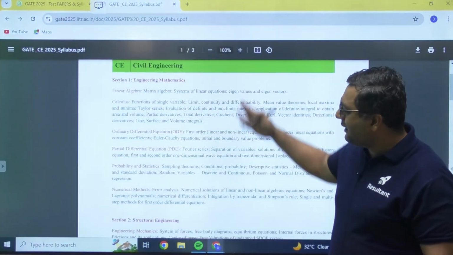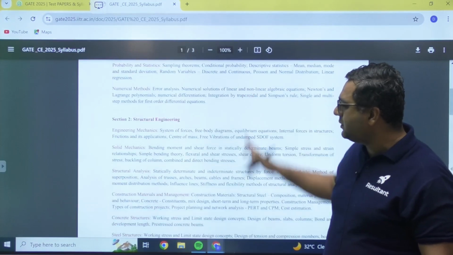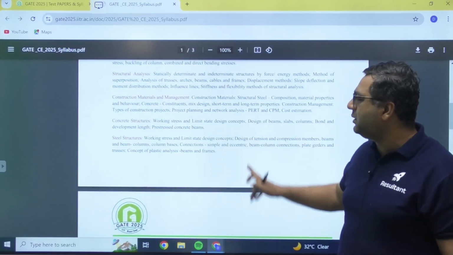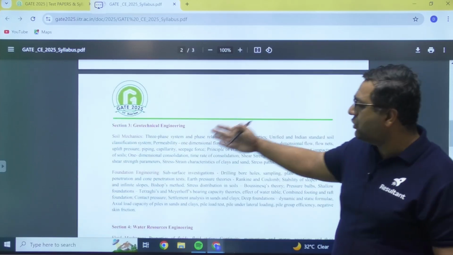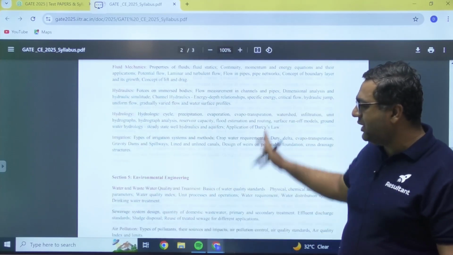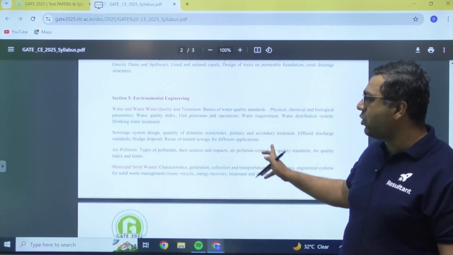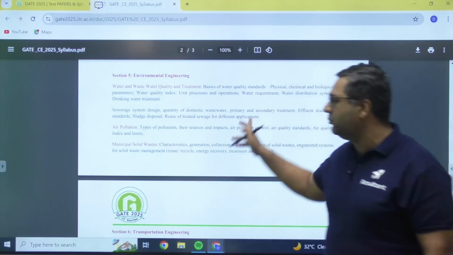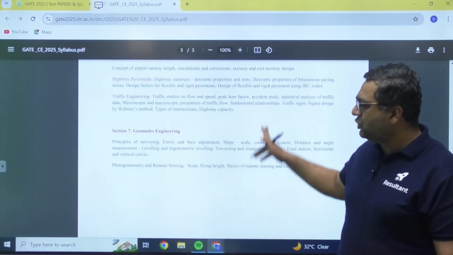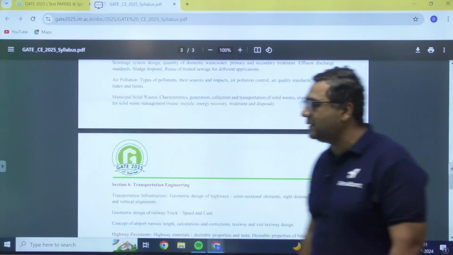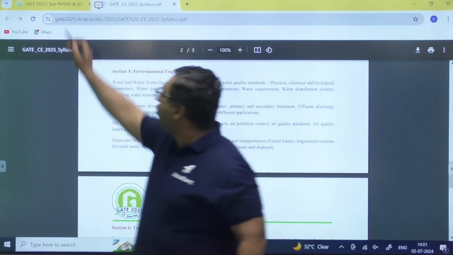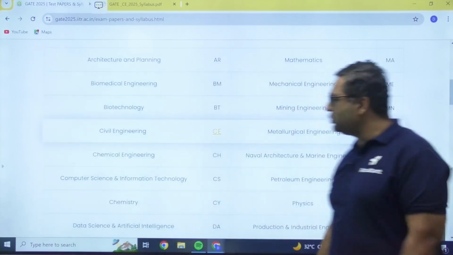If you see the same syllabus for mathematics, which was last year, you can see engineering mechanics, solid mechanics, structure and analysis, construction material and management, concrete structure, steel structure, then geotech, soil mechanics, foundation, then you have water resource, fluid mechanics, hydraulics, hydrology, irrigation, then environment, water and waste water, then air pollution, municipal solid waste, then transportation, you have highway, pavement, traffic engineering, geomatics. Guys, geomatics or survey you can say. This is the syllabus of civil, and you can see this is the same as that of last year. So there is no major change; there is no change till now.